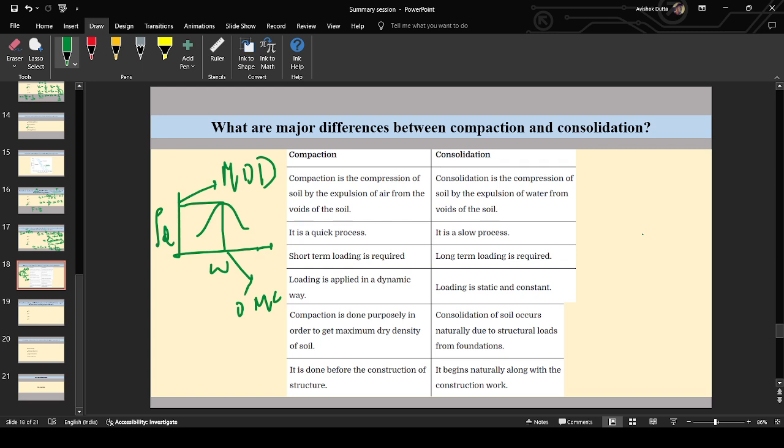The basic difference is that compaction is the expulsion of air and consolidation is the expulsion of water from the voids. Next question.